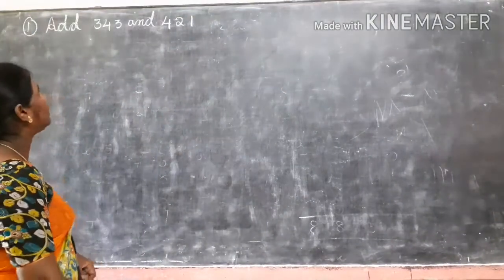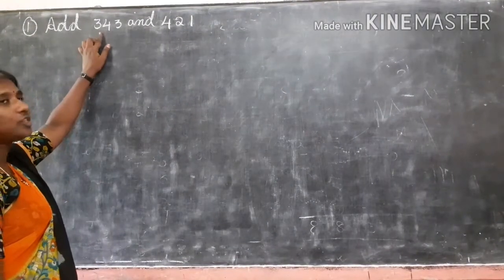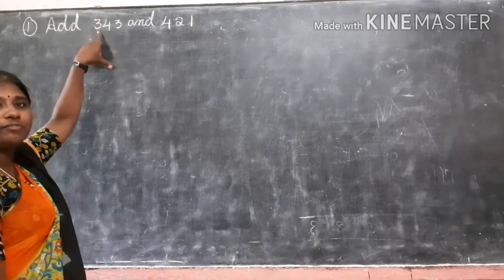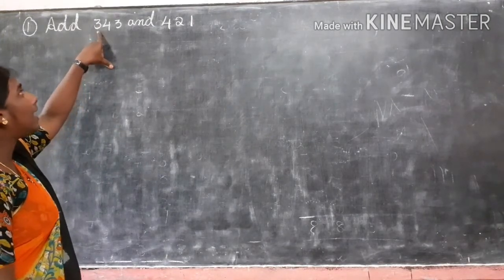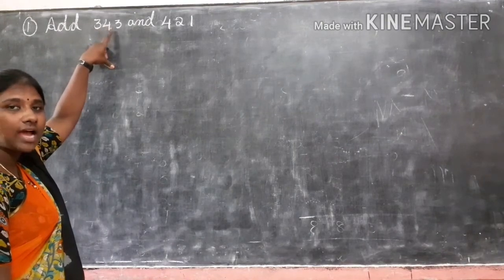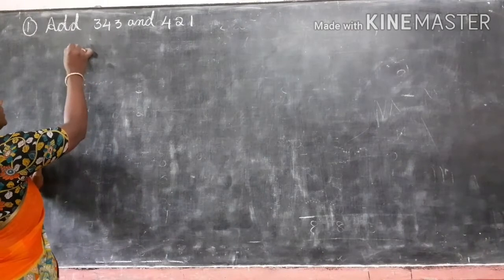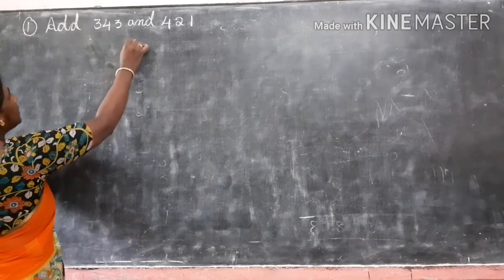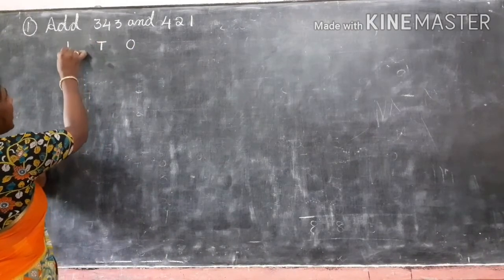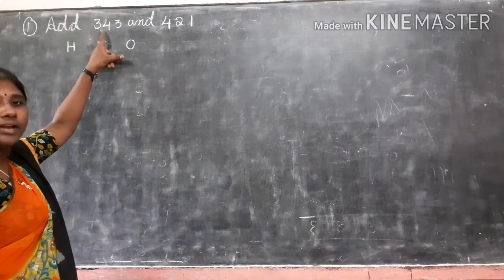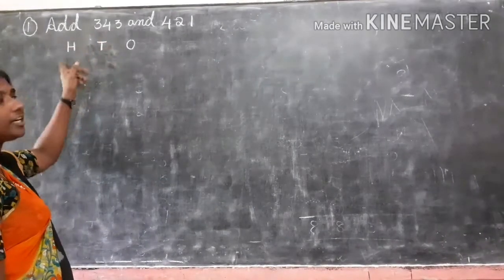343 and 421. Here, if you observe, which place does 343 start from? It starts from the hundreds place. So we have to write the place values first: ones, tens, hundreds. Up to hundreds, right? Why? Because it starts from the hundreds place.